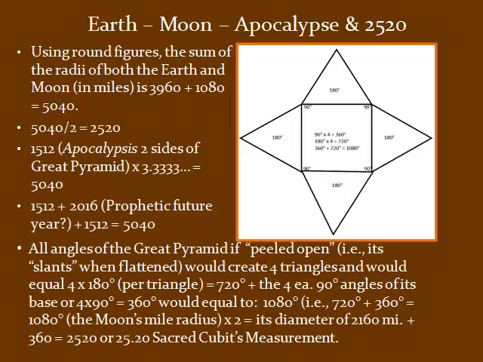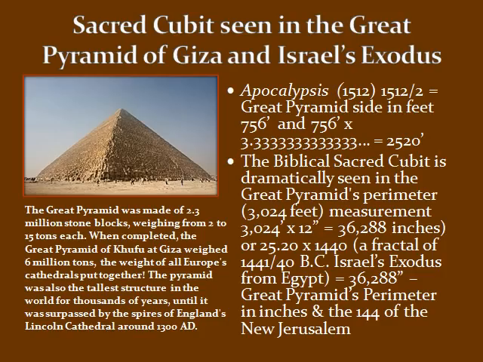That is 720 degrees of the triangles plus the base of 360 degrees will equal 1,080 degrees, which is the Moon's mile radius. Times 2, of course, would give us the diameter of the Moon at 2,160 miles. Plus 360 would equal 2520, or 25.20, the sacred cubit's measurement. The sacred cubit seen in the Great Pyramid of Giza and Israel's Exodus are connected.